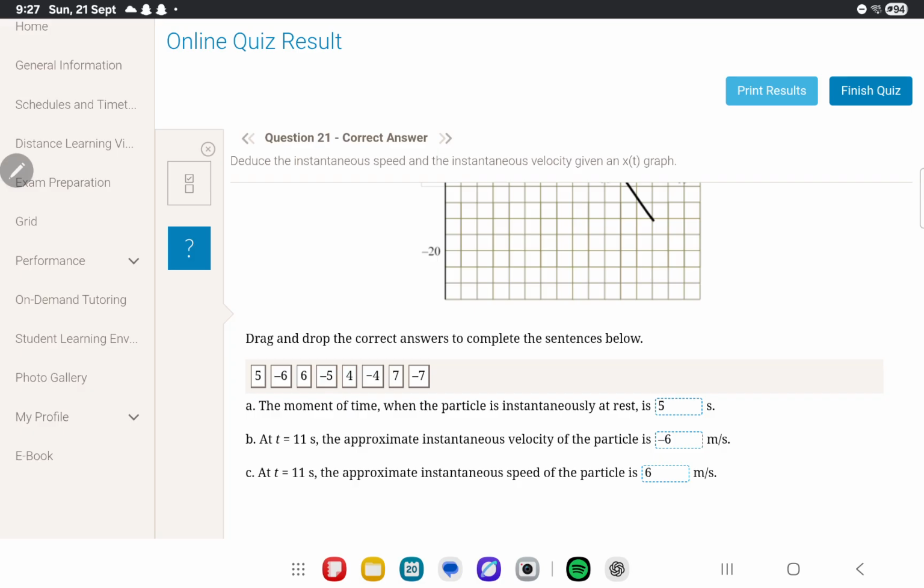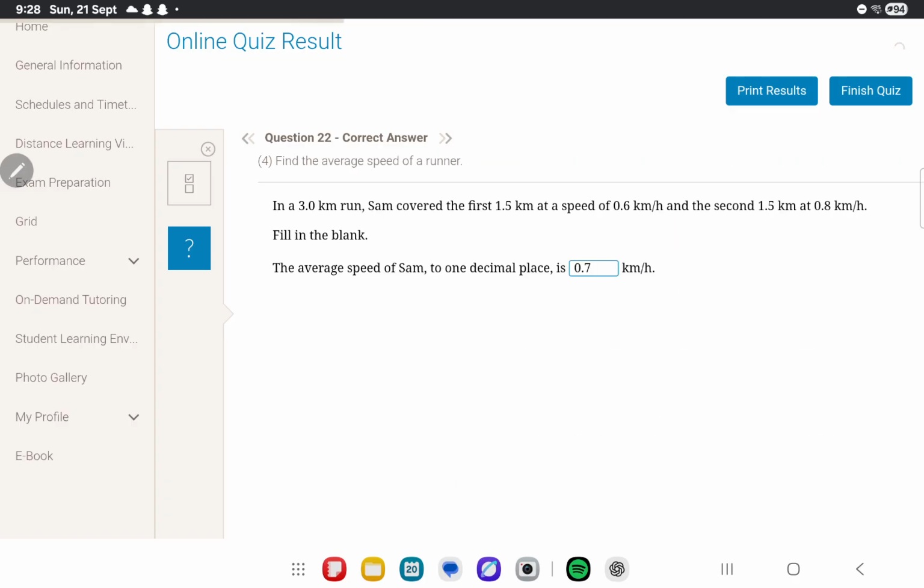Anyway, so we found the approximate instantaneous velocity. Now, remember, the magnitude of the instantaneous velocity is equal to the average speed. So it's going to be 6 meters per second, because the magnitude of the instantaneous velocity is just 6 meters per second, which means that the instantaneous speed is going to be 6 meters per second.